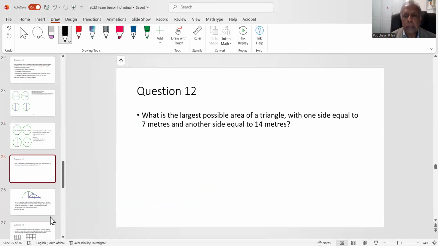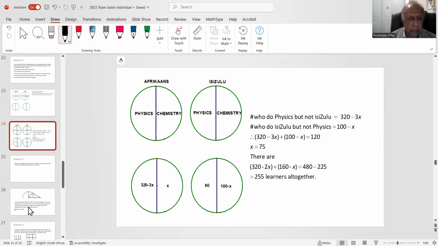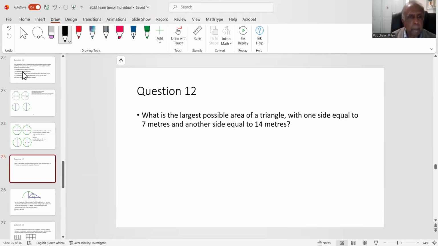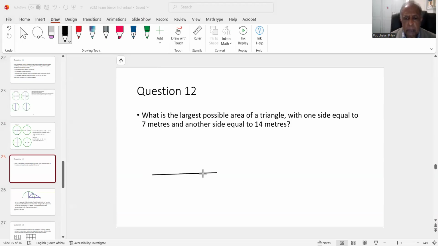Question 12. What is the largest possible area of a triangle with one side equal to 7 meters and the other side equal to 14 meters? So that's the question. So you got a triangle where only two sides are given. One is 14 and the other is 7. So let's just see. Suppose I put 14 down here. And the other side is 7.